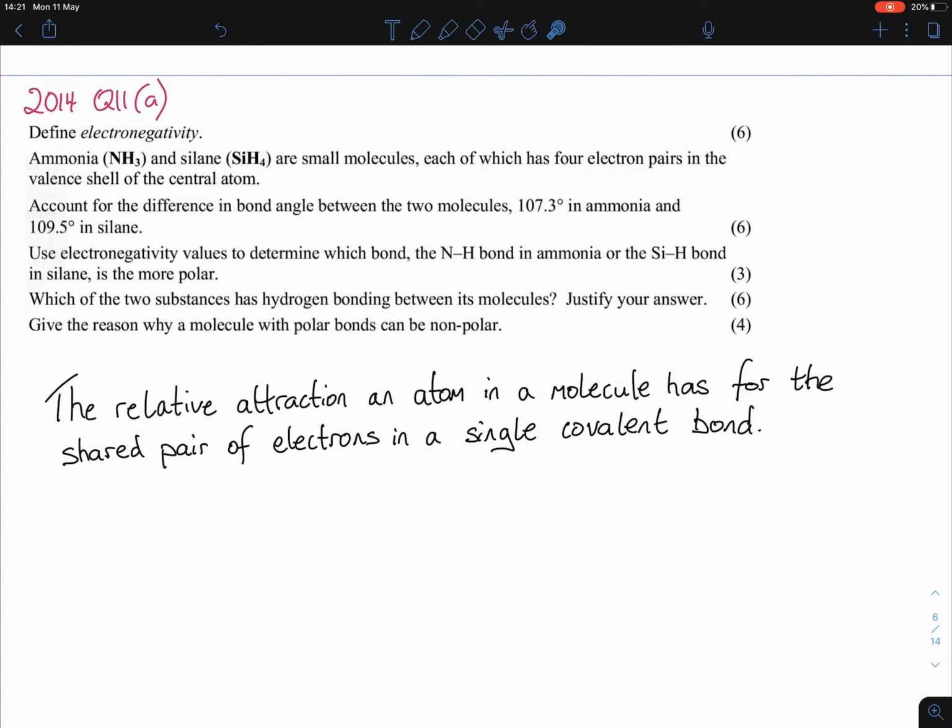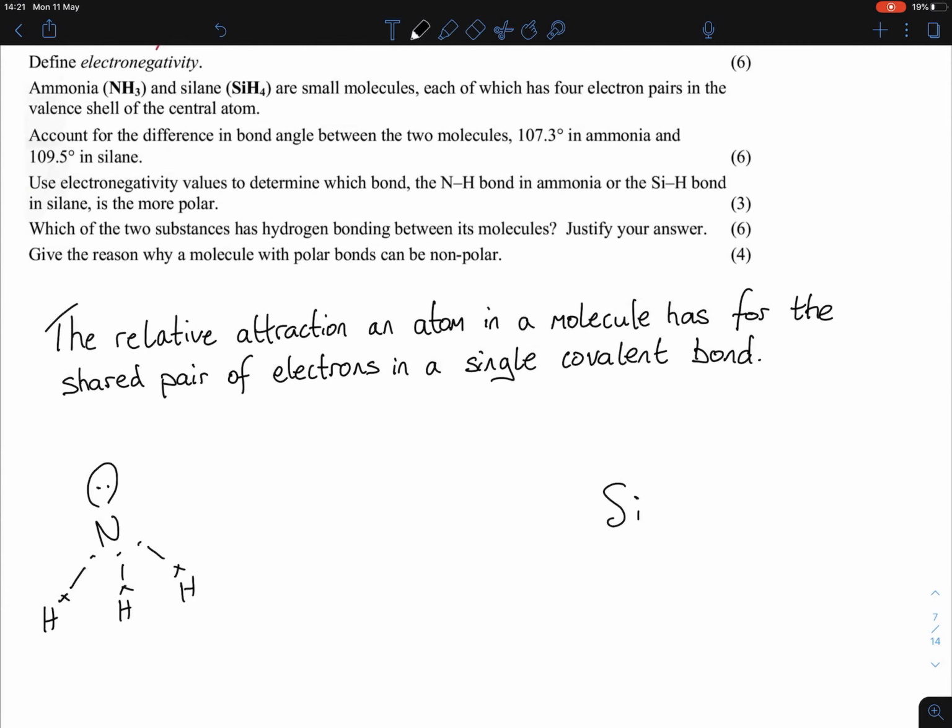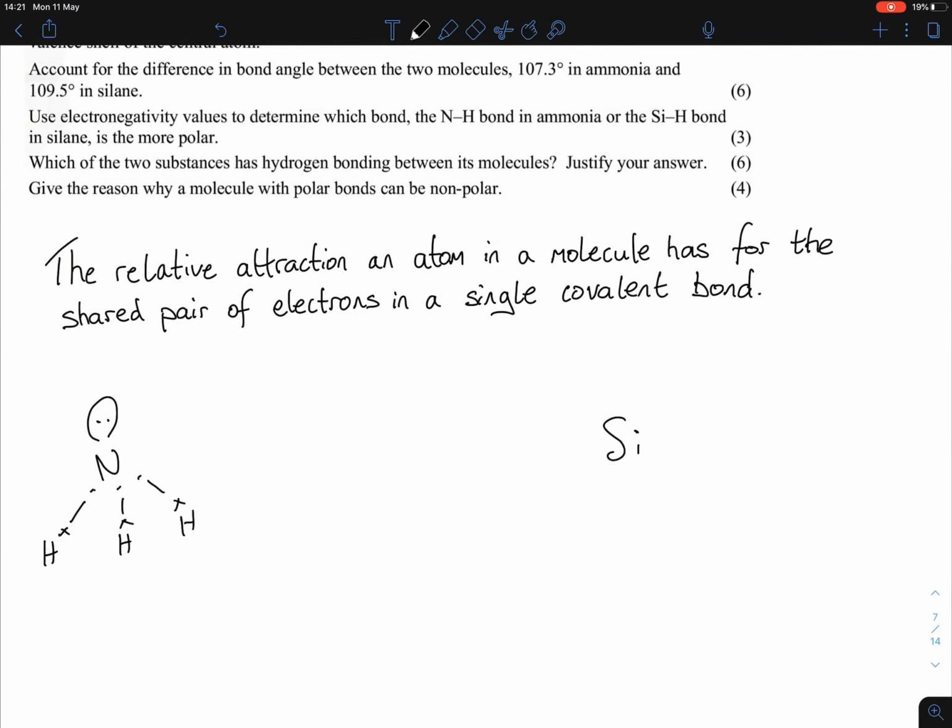So nitrogen is the central atom, so we put it there. Nitrogen is in group 5, that means there are 5 electrons. So we have 3 bonds, so therefore we're going to have a lone pair present. So we have it like that. So 1, 2, 3. Again, the angles don't have to be perfect for this, and we write in our hydrogens. Then we have the other one, which is silane, and you can see silicon there, Si, and it has 4 bonds, and silicon is in group 4, so that means it needs 4 bonds. So it has your tetrahedral shape.